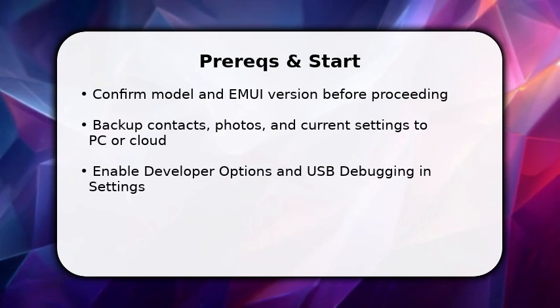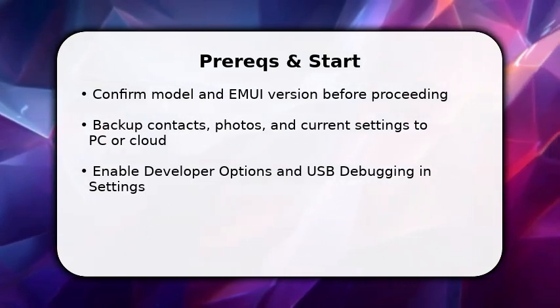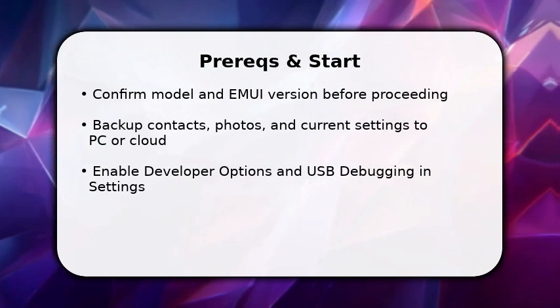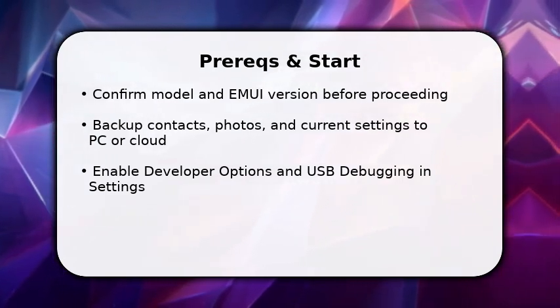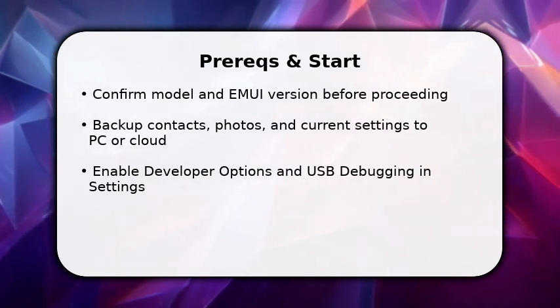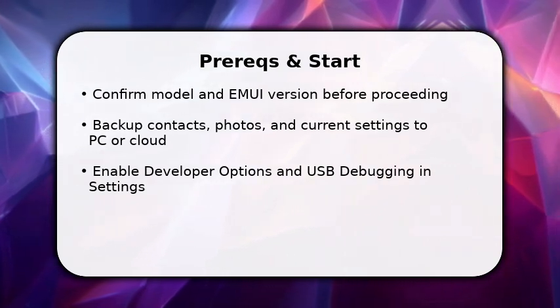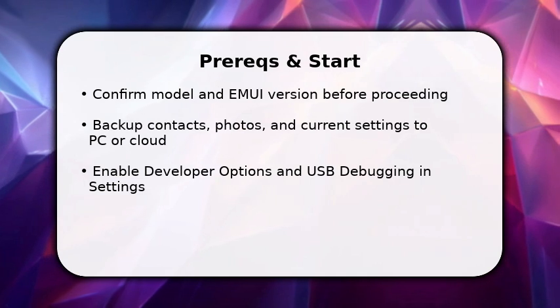You begin by confirming the Huawei model and MIUI version, so you pick the correct method. Make a full backup to PC or cloud because unlocking can erase data. Next, enable developer options by tapping build number 7 times and then turn on USB debugging. This gives you access to fastboot and ADB.